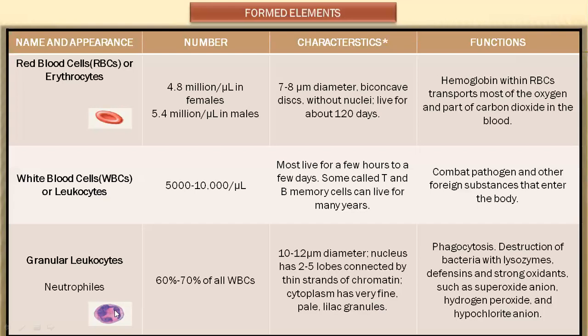But the major mark that tells you this is a neutrophil is probably the nucleus. If you have a segmented nucleus with 2 to 5 lobes, then you're looking at a neutrophil, along with the presence of the granules.